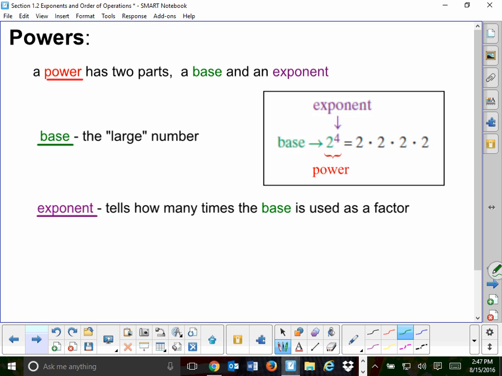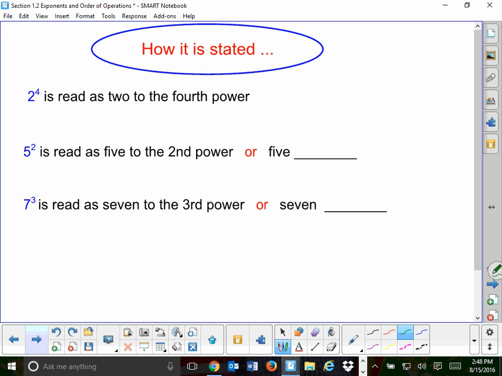Let's see if I can color code that. That's what I wrote in green. And that exponent is that higher number written as a superscript. That tells you how many times the base is used as a factor, or multiplied by itself. Altogether, that is a power. So we want to make sure that we know those definitions and we're using good terminology as we move forward. Please pause the video and write any notes that you need to.